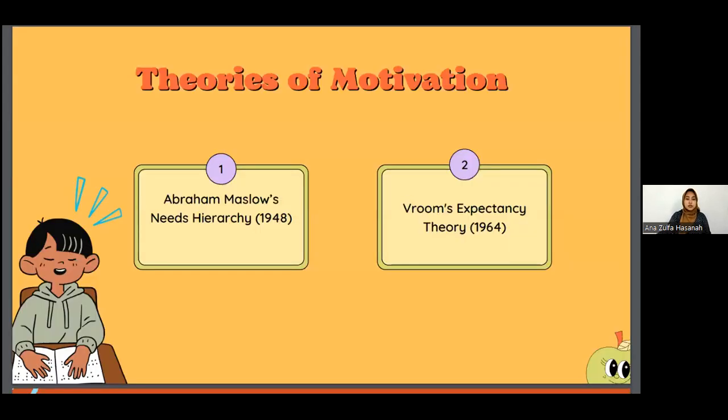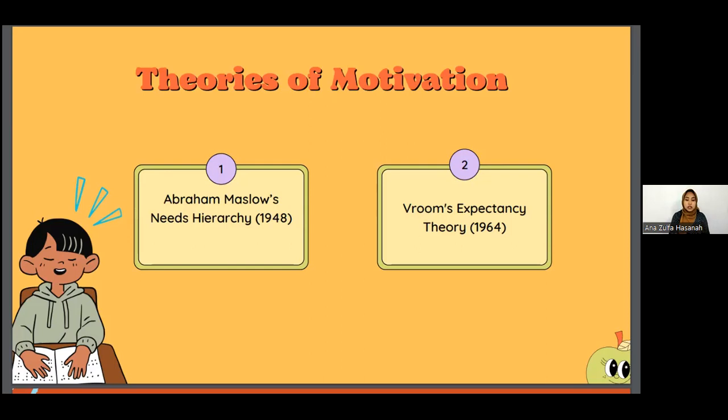And next, we move to the theories of motivation. Here are two theories of motivation used in this research. The first is Abraham Maslow's need hierarchy in 1948, the theory of needs motivation. People are motivated by five basic requirements: physiological needs, safety and security needs, love and belonging needs, esteem needs, and self-actualization needs.